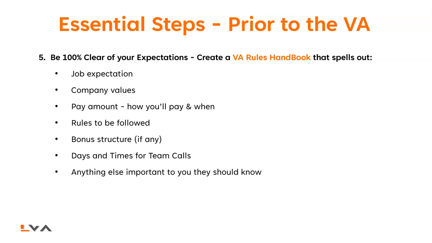Okay, number 5, be clear of your expectations, 100% clear. We have a VA rule book that we're creating for you. And this rule book, we want you to get familiar with it. It's going to give the VA job expectations, company values, pay amount, rules to be followed, bonus structures, if any, days and times for team calls, anything else that's important. We're going to give you a really good structure, and then we want you to jump in and just make it yours. You won't have to change a lot, but it would be good for you to get really familiar with that VA rule book. And we'll be walking you through those documents later.